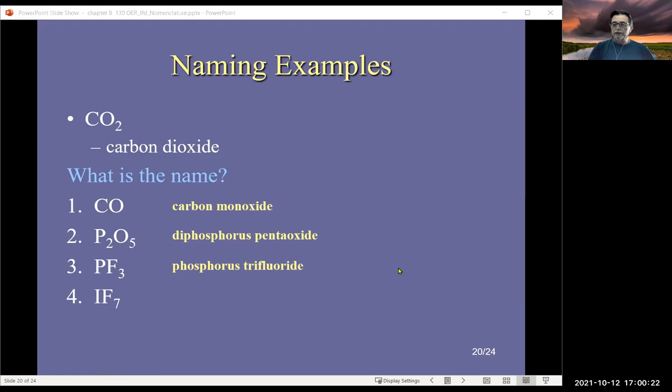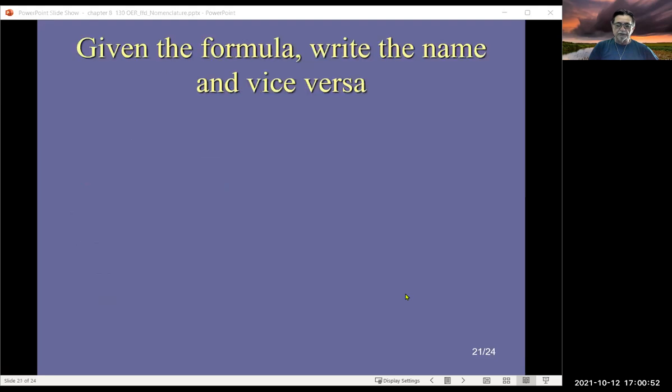I and fluoride bonded together. In fact, 7 of them. So it's iodine fluoride as the parent name. 1 iodine, so we leave it as iodine. And then there's 7 fluorides, so that becomes iodine heptafluoride. Notice we didn't drop the A because the F of fluoride is not a vowel.